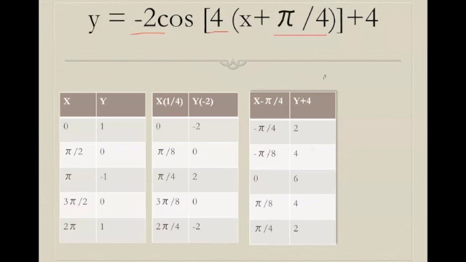Then our y values are plus or minus our k value. And because it's positive here, it's positive down here. So plus 4, plus 4. So negative 2 plus 4 gives us 2. 0 plus 4 gives us 4. 2 plus 4 gives us 6. 0 plus 4 gives us 4. And negative 2 plus 4 gives us 2.